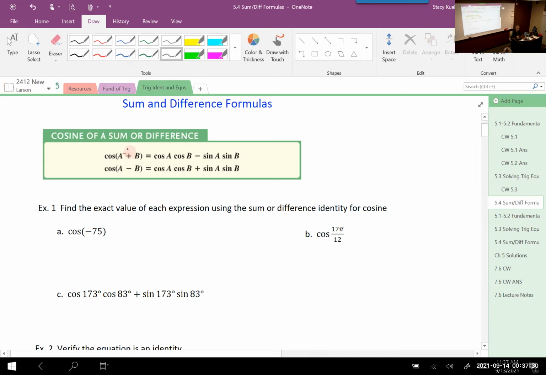And this identity says, pay attention to the plus and minuses here. The cosine of angles A plus B is equal to the cosine of angle A times the cosine of angle B minus the sine of angle A times the sine of angle B. Okay, remember we're dealing with right triangles here. These two angles A and B would typically be acute angles, right? And then when we do the difference identity for cosine, it's pretty much the same thing. You have the cosine of A and B plus the sine of A and B.